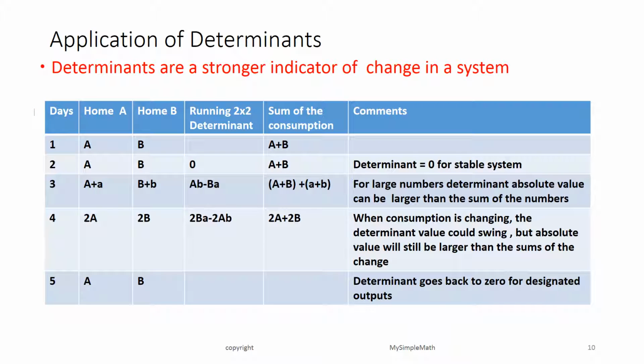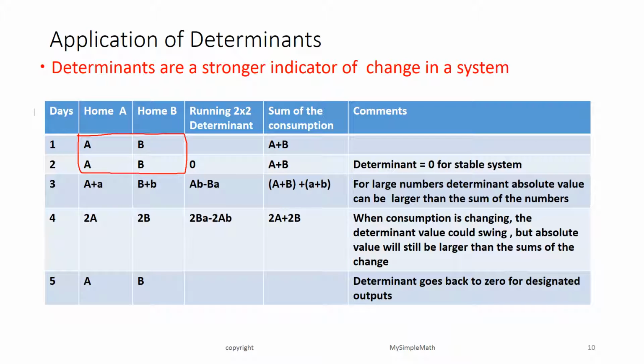This system of two homes, let's make a table. In that table, we assume that home A is receiving A and home B is receiving B amounts of water, and we also introduce a running 2x2 determinant. A 2x2 determinant means that we draw a line right here. Let's say the running determinant would be the determinant of A, B, A, B, which is this determinant.